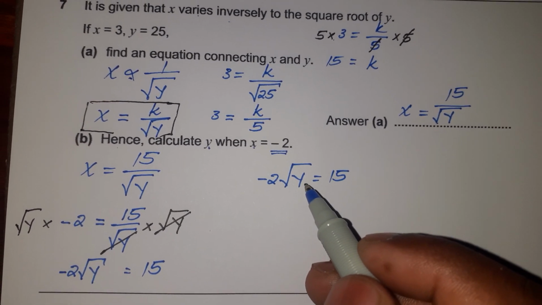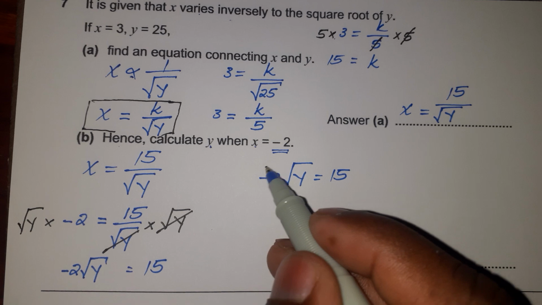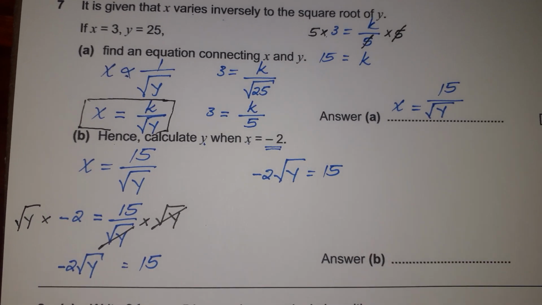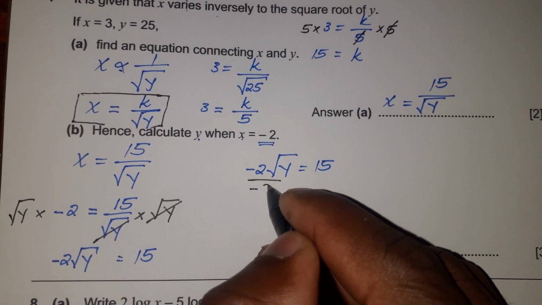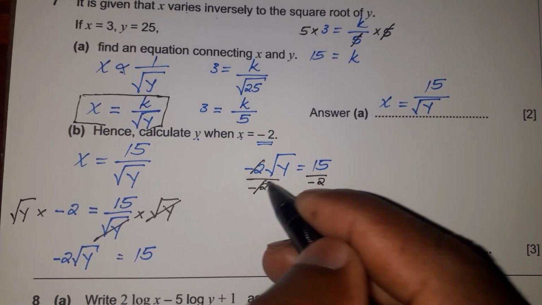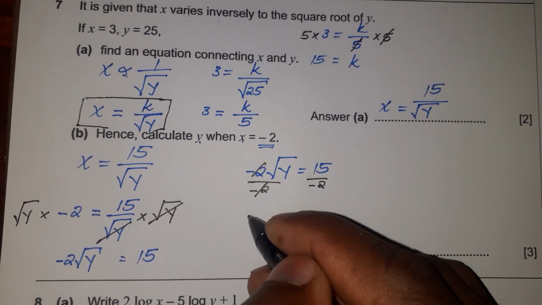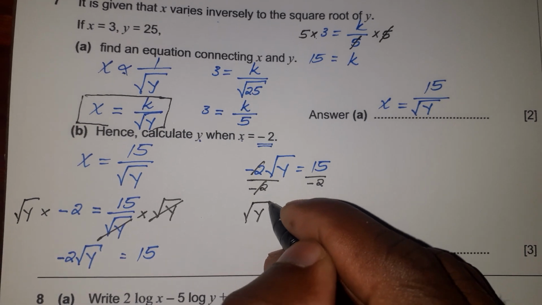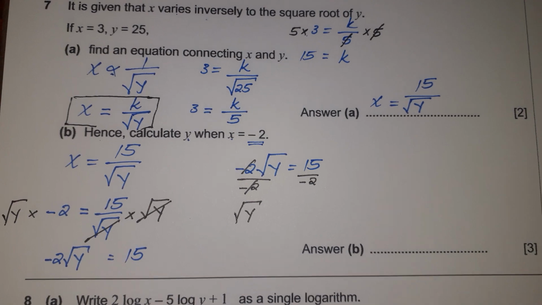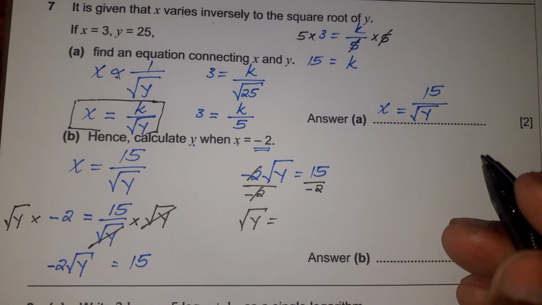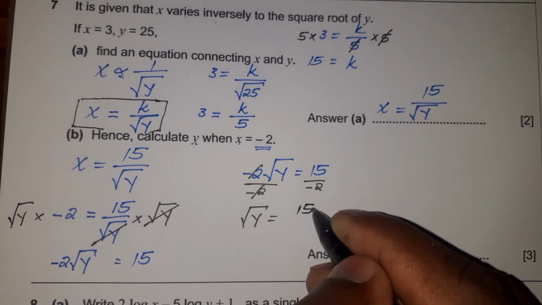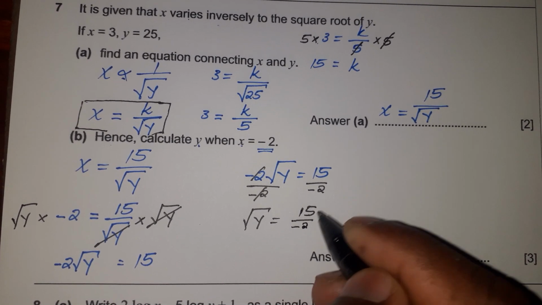Since we want to find the value of y, this negative 2 should leave that place. Therefore, we divide both sides by negative 2, so that this negative 2 and this negative 2 can cancel. And then this side we only have square root of y equal to, and then this side we have 15 over negative 2.